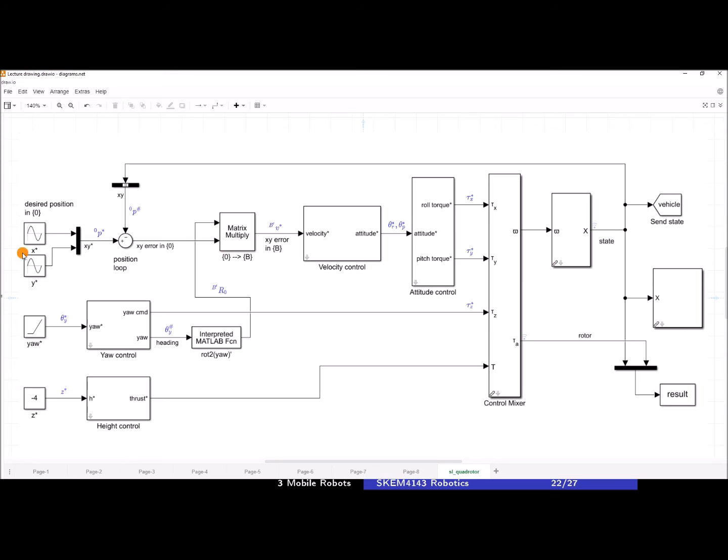And we have desired position here, x and y. We have the desired yaw angle, and we have the desired z position. So desired x, y, z position, where we want the quadrotor to go, or which trajectory it should follow, and we have the desired yaw angle. Note that here we don't have desired roll angle or desired pitch angle, because for this particular application it is not required. Now let's go back to the slides.